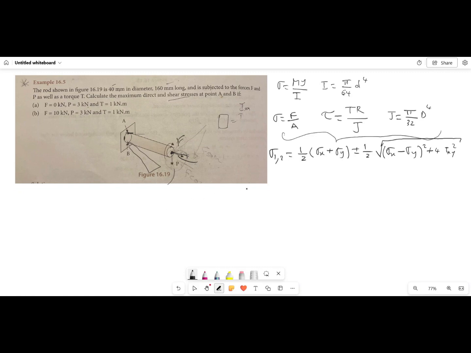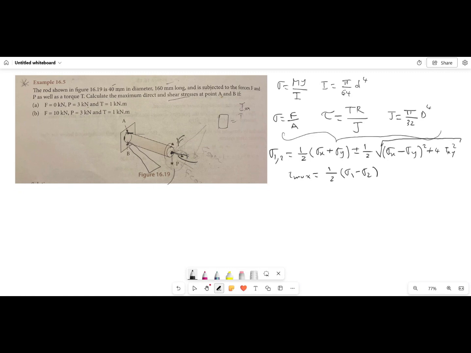And they said maximum shear, tau max, is equal to half rho 1 minus rho 2. So yeah, these are the formulas that we will be using throughout this topic of stress transformation.